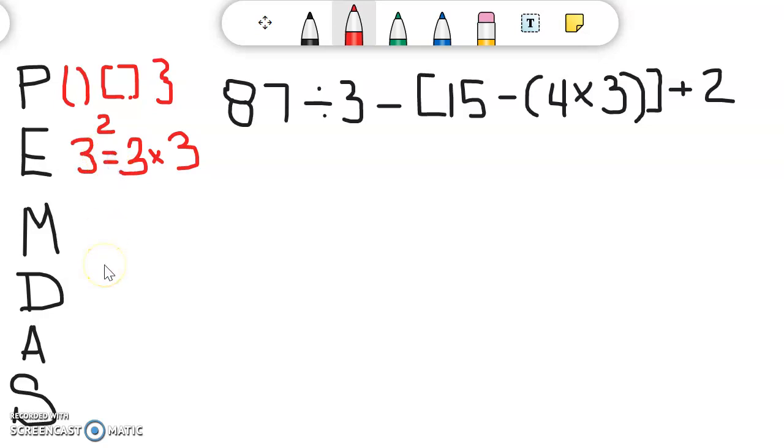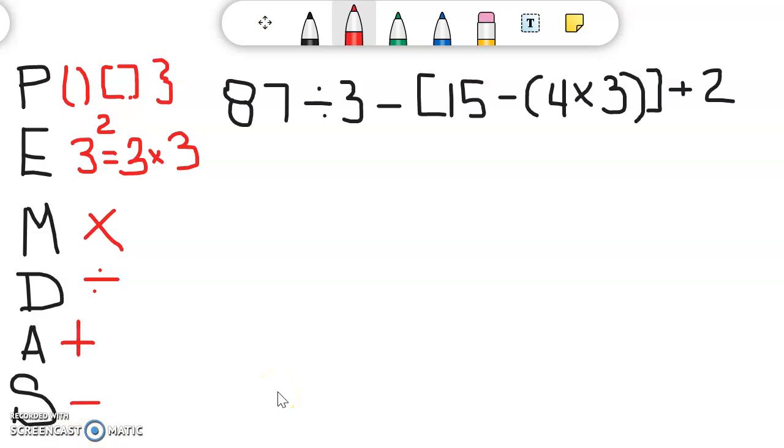The M in Please Excuse My Dear Aunt Sally stands for multiply, and the D stands for divide. And we would multiply or divide from left to right, whichever comes first. And then the A stands for add, and the S stands for subtract. Finally, we would add or subtract from left to right, whichever comes first. So look at my example that I have up on the board, and I want you to pause the video at this time and write down this expression and the symbols and grouping symbols in order from left to right.